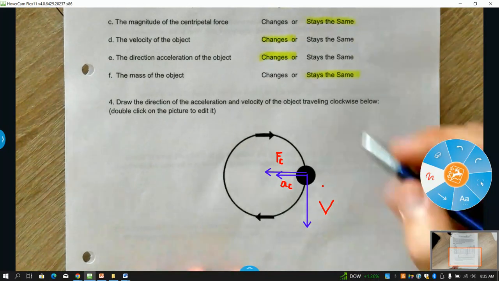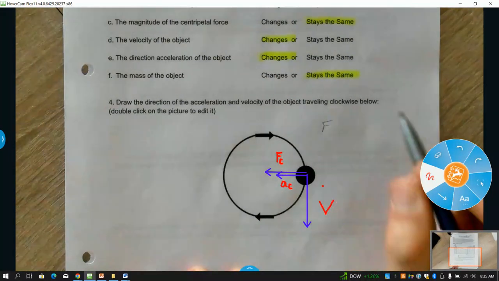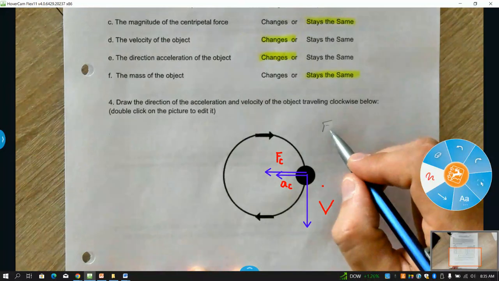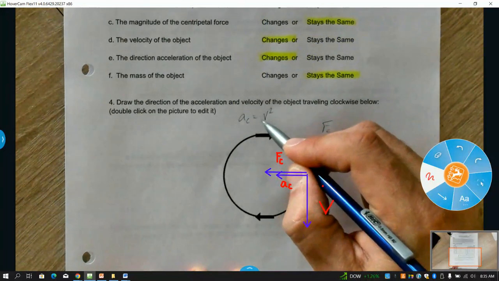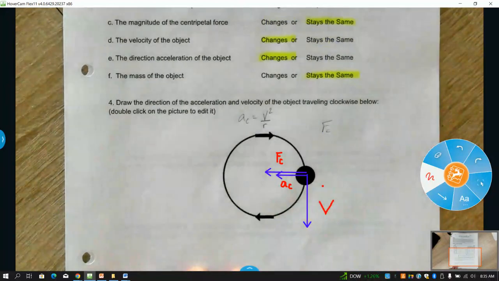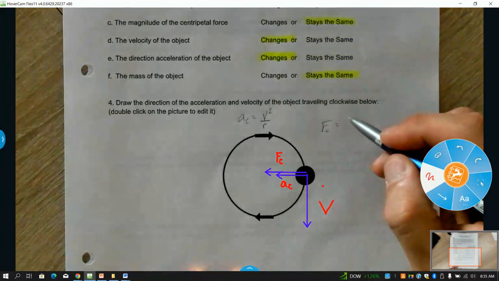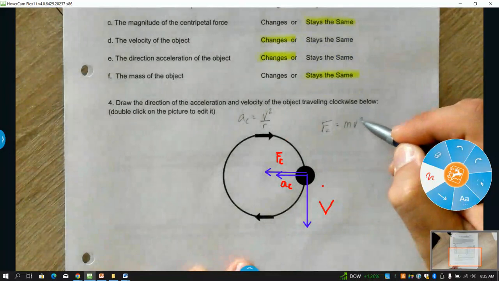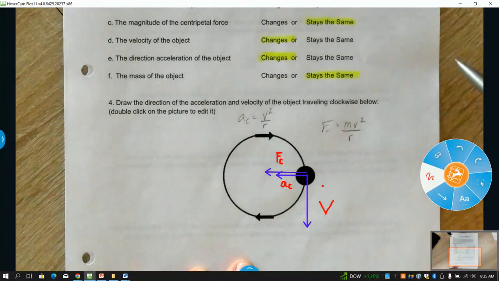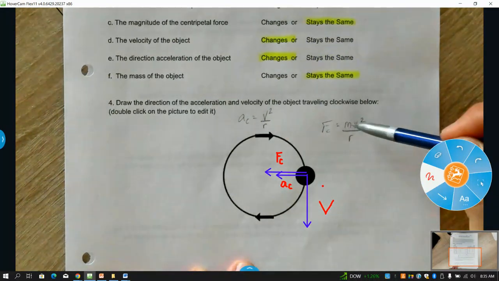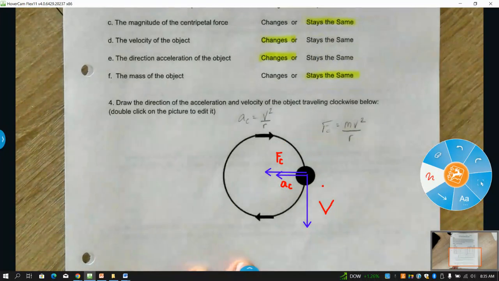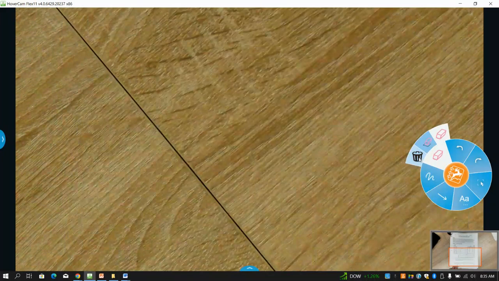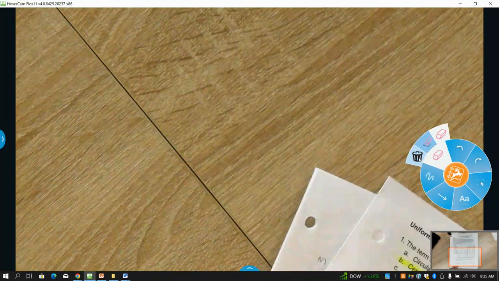Why would that be? Well, because centripetal acceleration is v squared over r, and centripetal force is mv squared over r. So I'm literally multiplying this whole value by m. So yeah, it should be a little bit bigger. All right, and then the back sides.